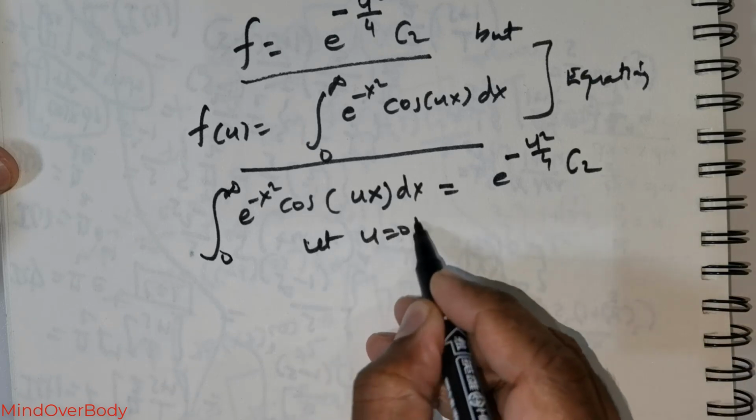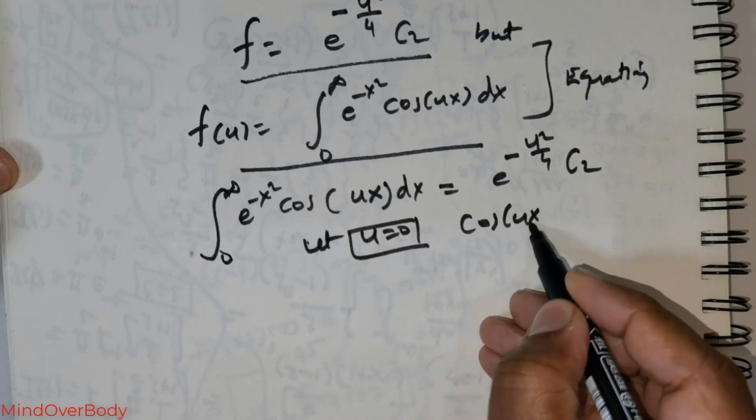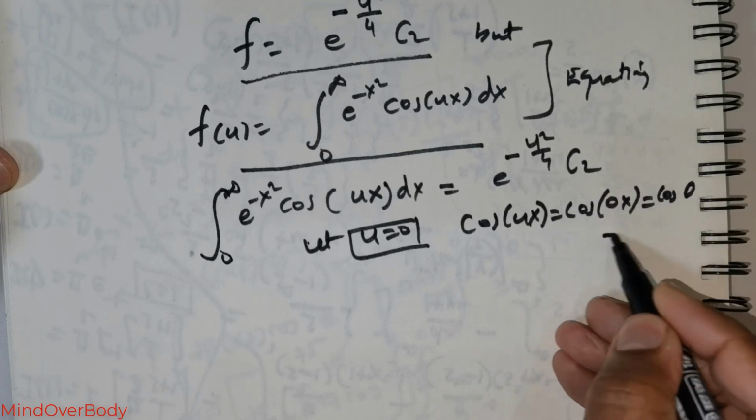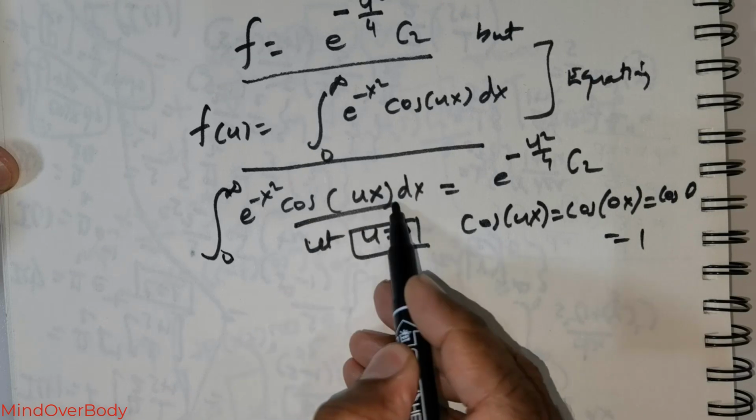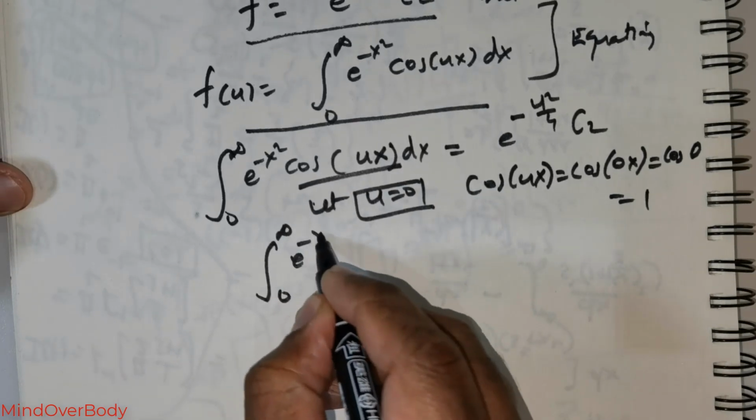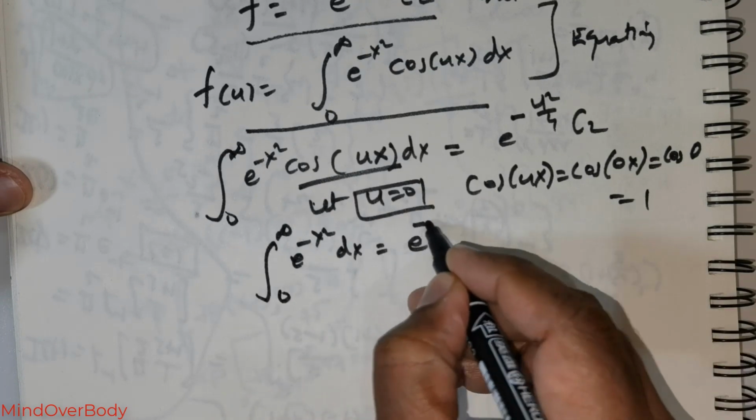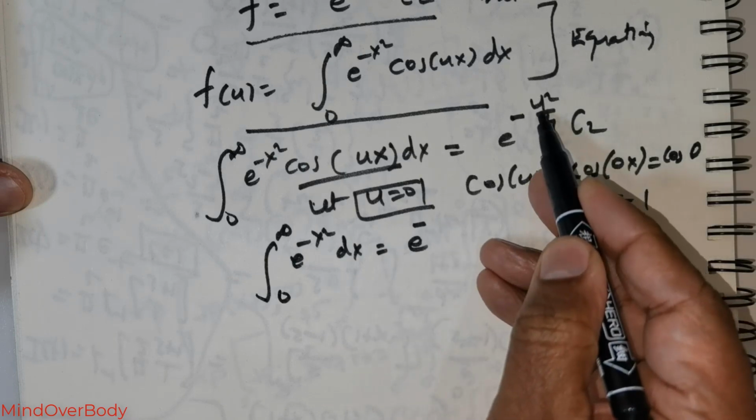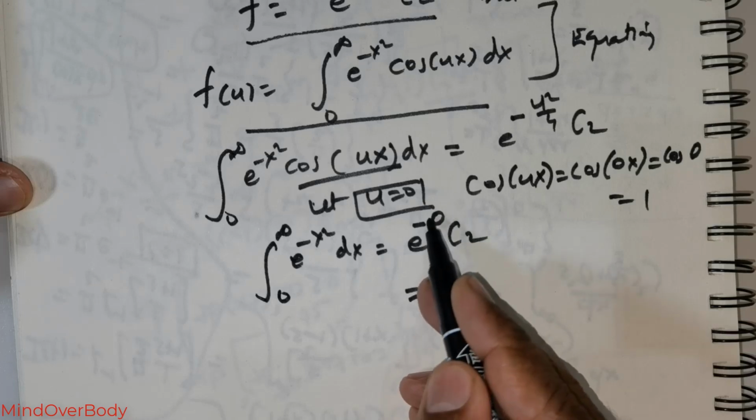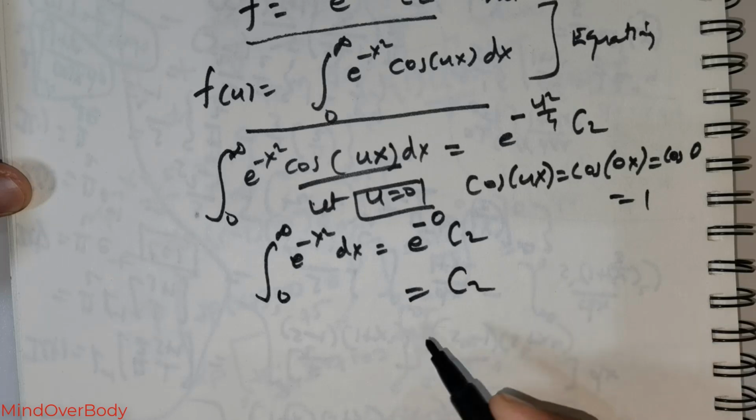So let me take u to be equal to 0. If u is equal to 0, cos of ux is nothing but cos of 0 times x, which is nothing but cos of 0, which is equal to 1. So this is going to be 1. So I get the integral from 0 to infinity of e raised to the power of negative x squared times dx is equal to e raised to the power of negative u squared over 4 with u equal to 0, so this is going to be 0, times c2. So e raised to the power of negative 0 or e raised to the power of positive 0, both will lead us to 1. So you get c2 on the right hand side.